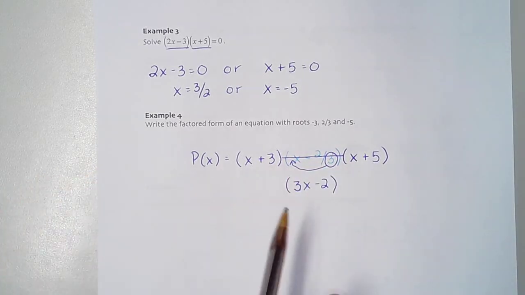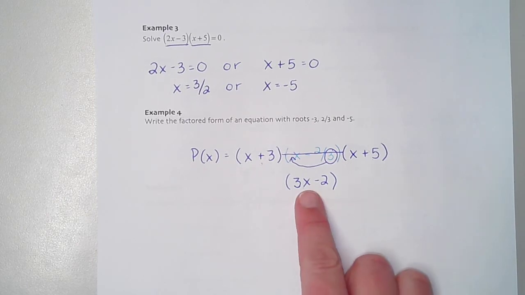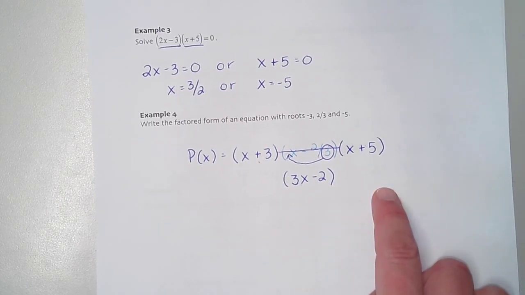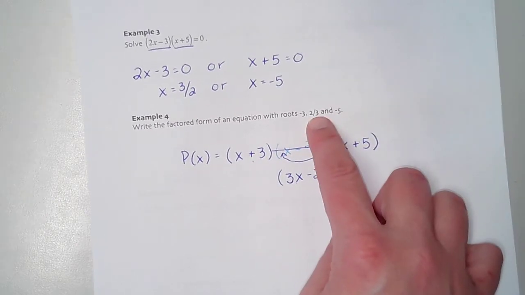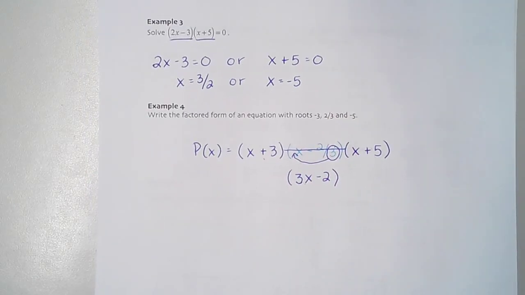But the idea is, if I was given these 3 factors and said find the zeros, if you set 3x minus 2 equal to 0 and then solved it, you would get 2/3 out as an answer. So that's why that works as a factor.